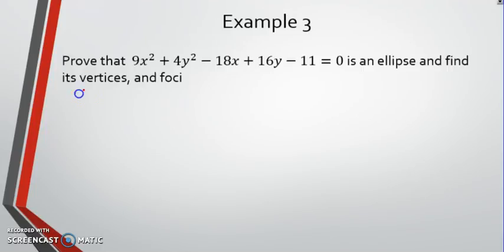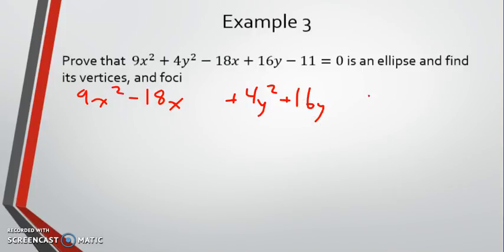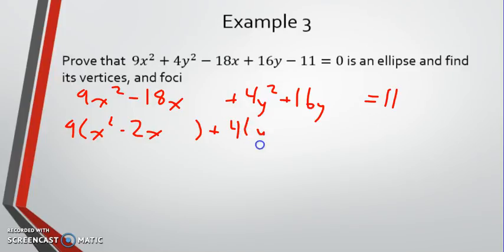So the first thing I'm going to do is group together the x's, and I'm going to leave a space, and then I'm going to group together the y's, and I'm going to leave another space. I'm going to move that other number to the other side. Now, before I can use completing the square, I have to factor out the number in front of the squared terms. You can't have a number in front of the squares when you're using completing the square.